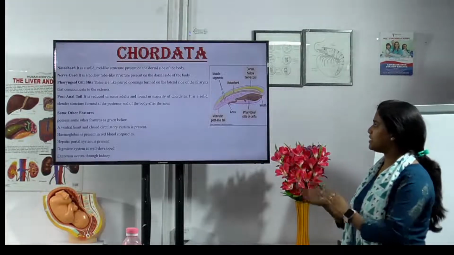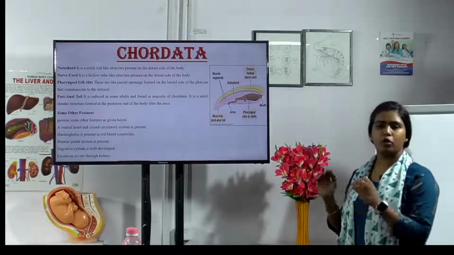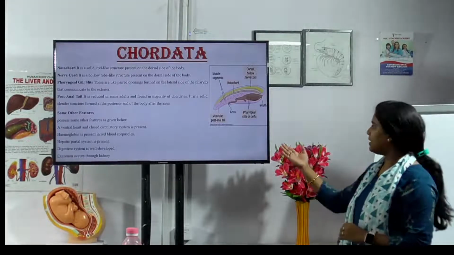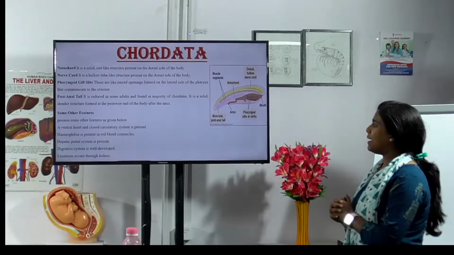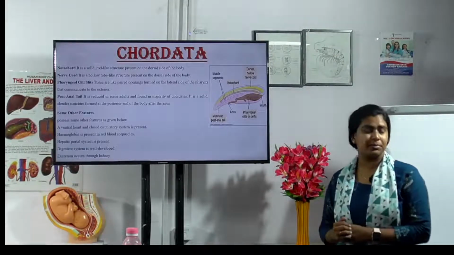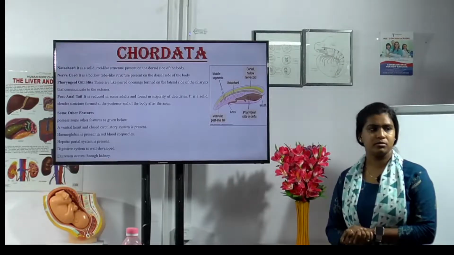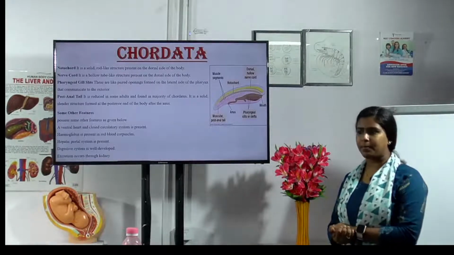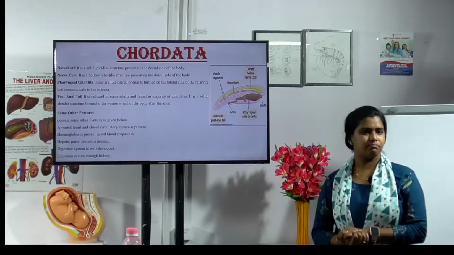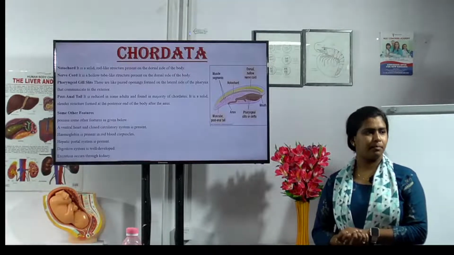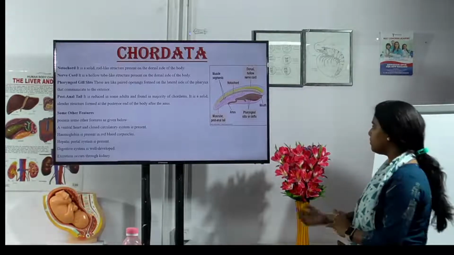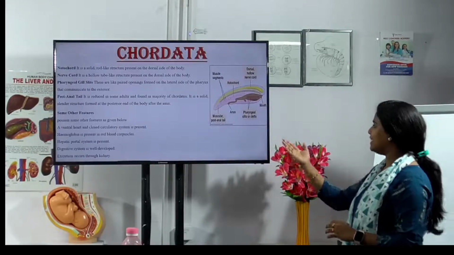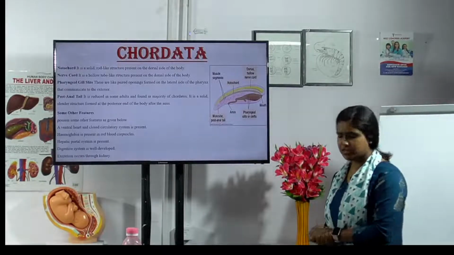Some of the features are that they have a ventral heart and a closed circulatory system, and hemoglobin is present in the red blood cells. Hepatic portal system is also present. Hepatic means liver, okay, liver portal system, and then digestion and excretion also occur through the kidney.